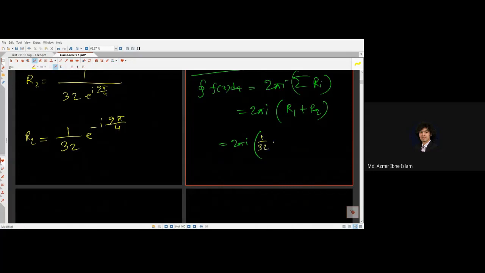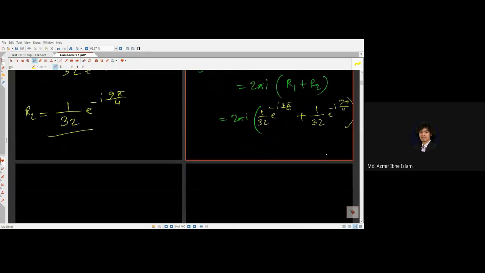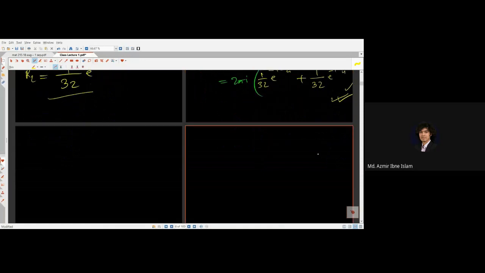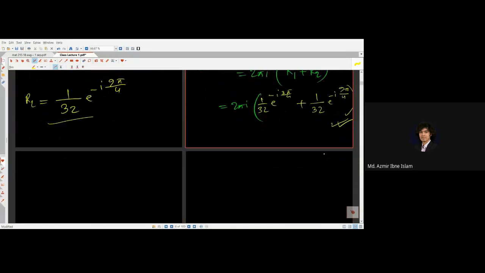So 1 by 32 e to the power negative I 3 pi by 4, plus R2. R2 is this one, 1 over 32 e to the power negative I 9 pi by 4. Okay, so this is our result finally. You will get full marks up to this part. But we can also simplify this one. Let me simplify. Then you will understand what the final result will be.